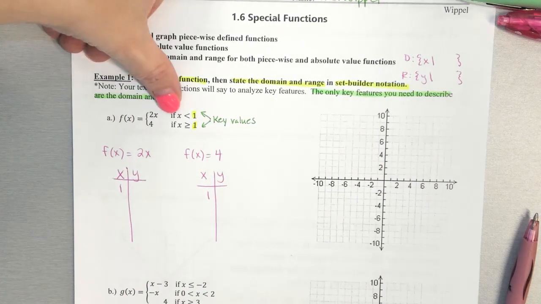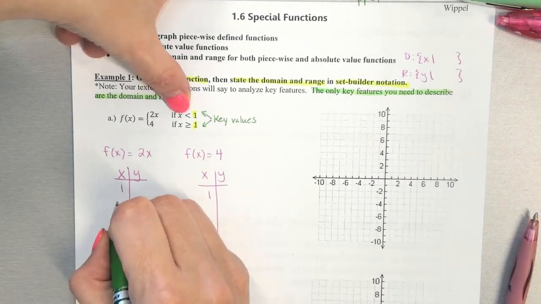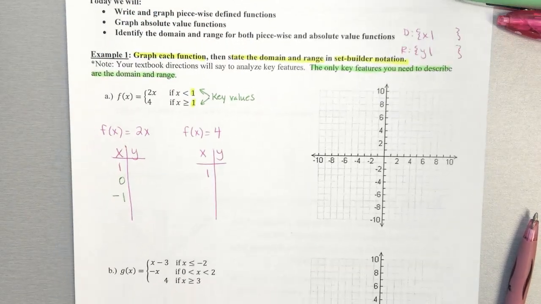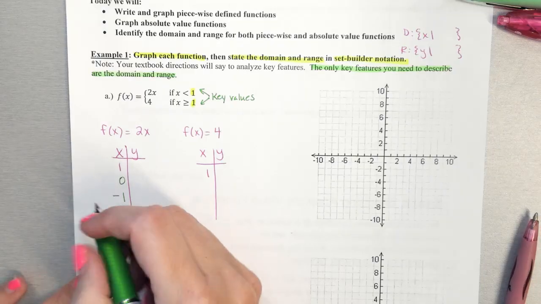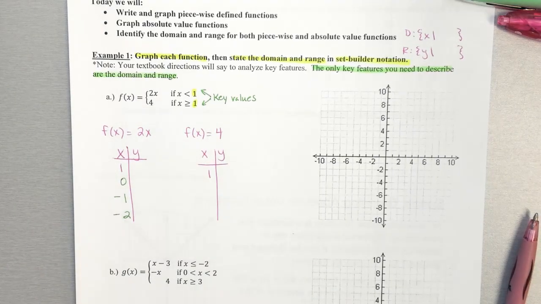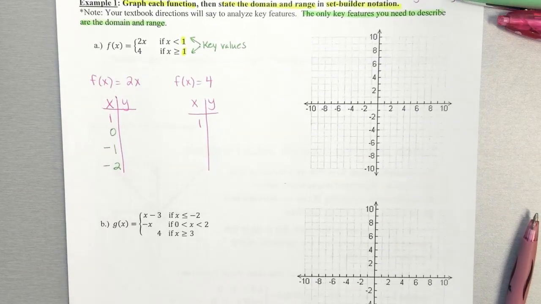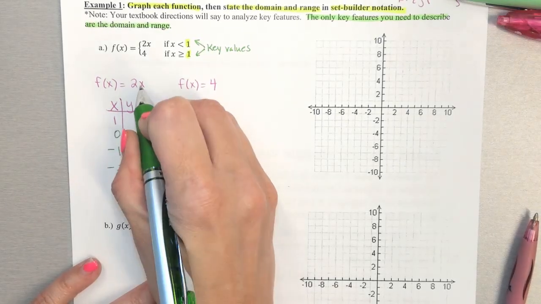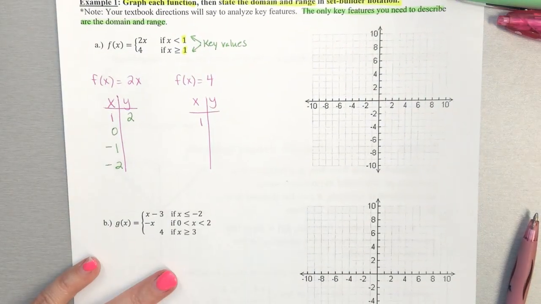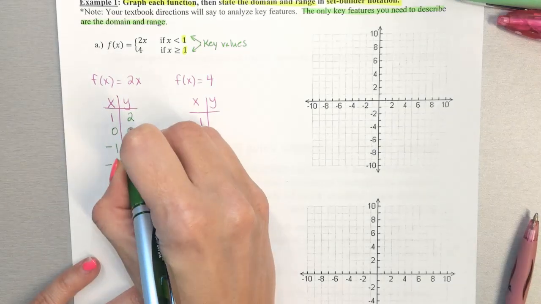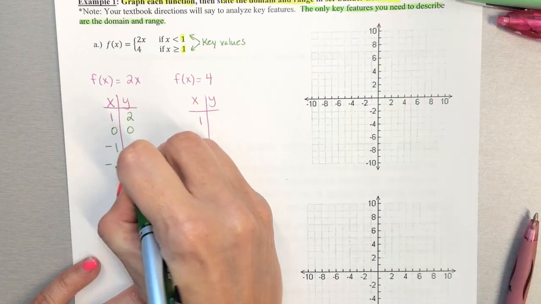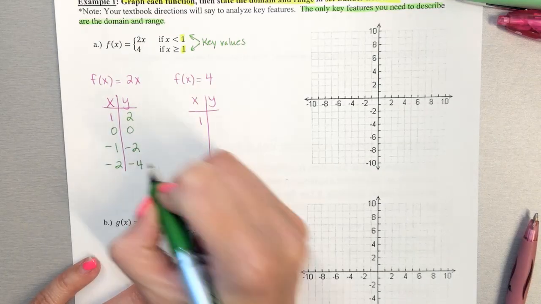Okay, so if this says x is less than 1, then we're going to choose other numbers that are less than 1 to put on our table, and that's going to help us find what our graph is. It doesn't matter how many you do, you really just want to span your graph, and we have our straight edge, so that's going to be simple for us to do. When you plugged in 1, you should have got 2. When you plug in 0, you get 0. When you plug in -1 for x, you get -2. When you plug in -2, you get -4.